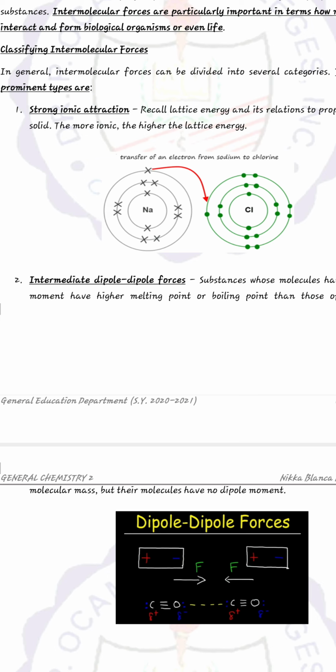Here the different elements are compared according to the different charges that they have, for us to identify if a substance is more ionic, meaning it has a higher lattice energy. While in dipole-dipole forces, the focus is on elements or substances that have a dipole moment.